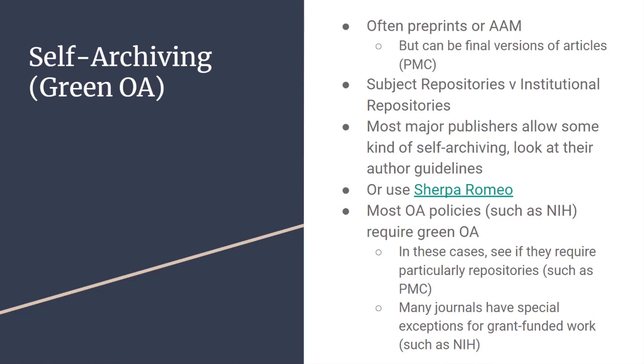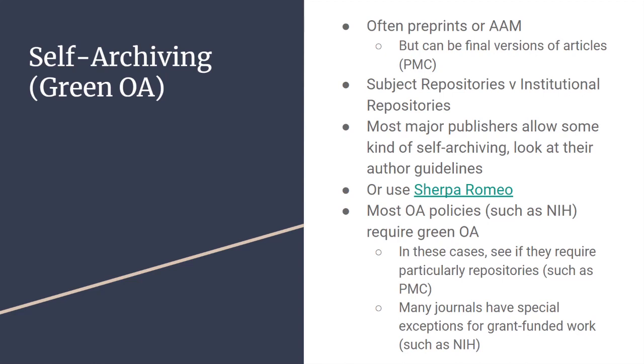There are two ways to identify whether or not this is possible. One is, of course, to go directly to the journal or publisher websites and see what they say on their websites, but there's also this great tool called Sherpa Romeo, which I'll show here in a little bit, that can really break it down for you and make it easy to identify what your options are.